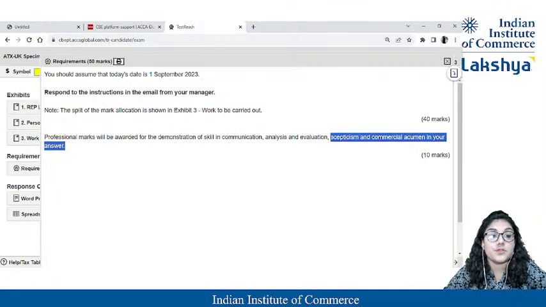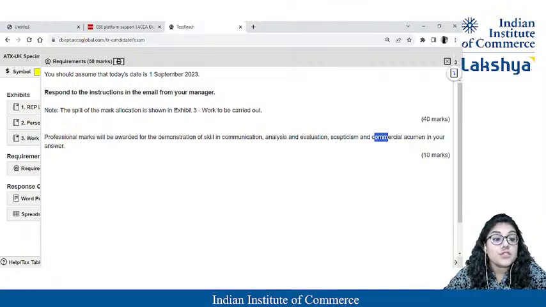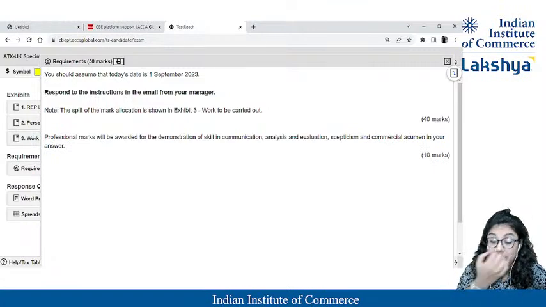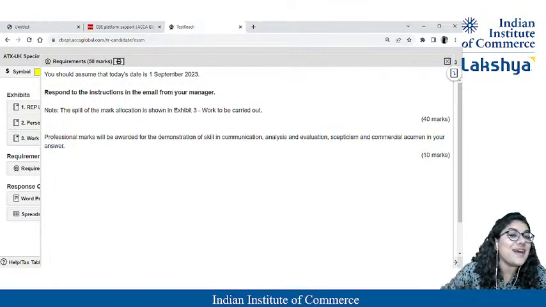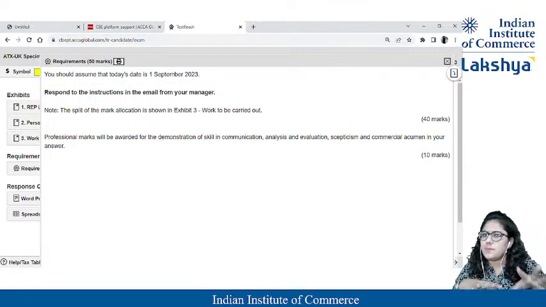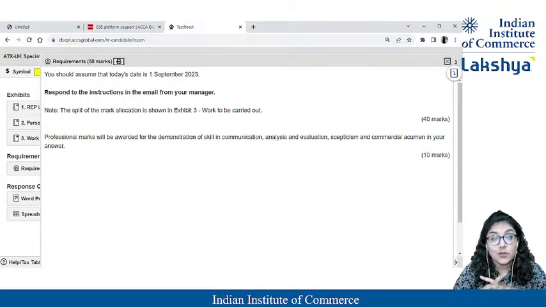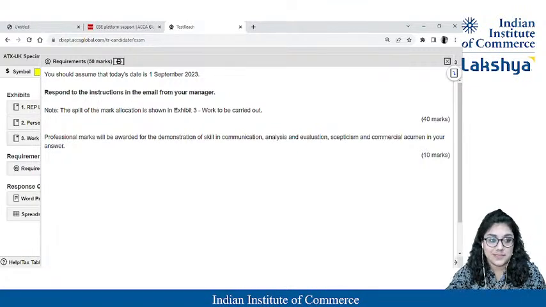So there comes the first question, and obviously commercial acumen is something which is always tested in your paper, because they would want our knowledge to not just be constrained to the figures. They want us to enhance our knowledge towards what is better, towards what is accurate, towards what is important, and towards what is legal. Okay, so with that overview, let us start reading the question.